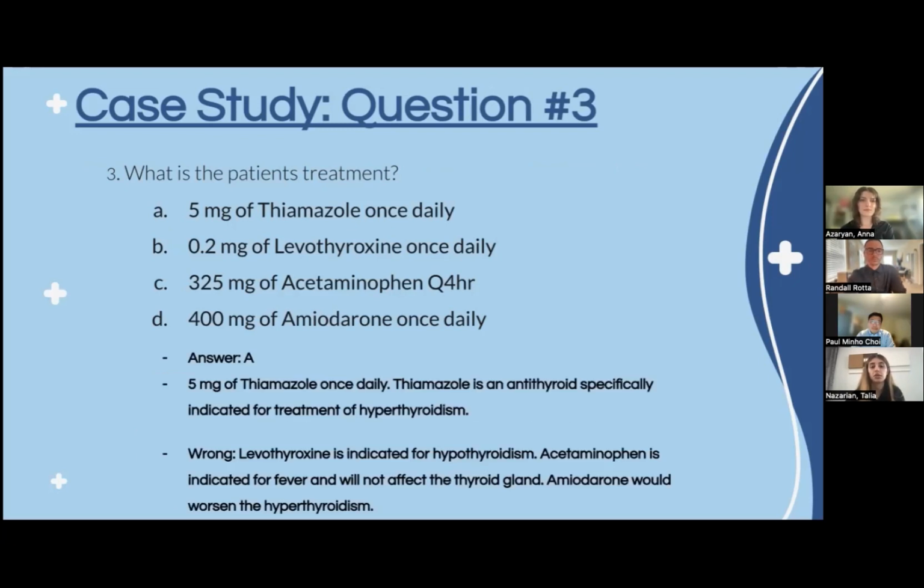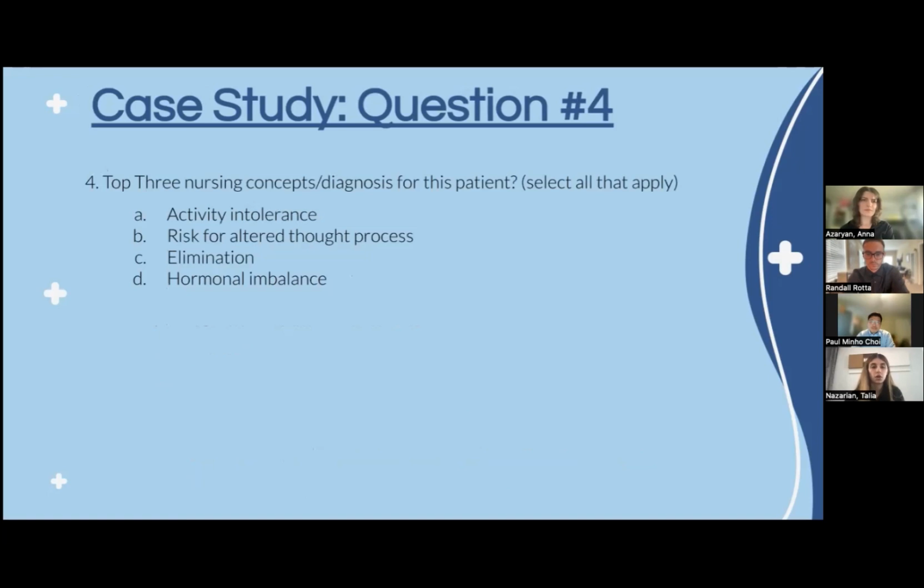It's going to be A, 5 milligrams of thiamazole once daily. Thiamazole is an antithyroid specifically indicated for the treatment of hyperthyroidism. The other answers are incorrect because levothyroxine is indicated for hypothyroidism. Acetaminophen is indicated for fever and will not affect the thyroid gland. And amiodarone would worsen hyperthyroidism.